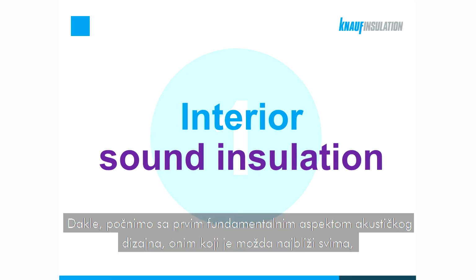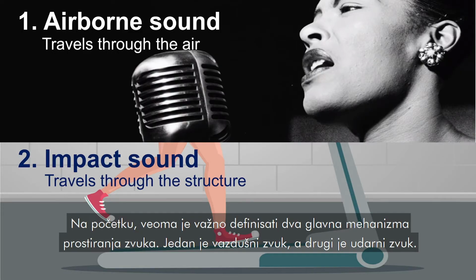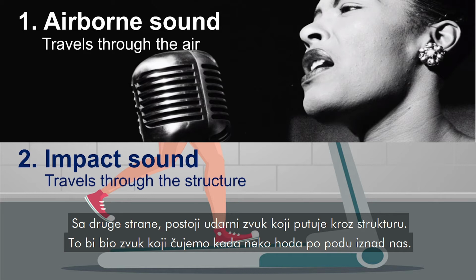So let us start with the first fundamental aspect of the acoustic design, the one that is maybe the closest to everyone, that people usually have in mind when we talk about acoustics. That is the interior sound insulation. At the beginning, it's very important to define 2 principal mechanisms of sound propagation. One is the airborne sound, and the other one is the impact sound. The airborne sound is the sound which travels through the air. So that would be the sound that we hear when someone is singing or listening to the television. On the other hand, there is the impact sound which travels through the structure. And that would be the sound that we hear when someone is walking on the floor above us.